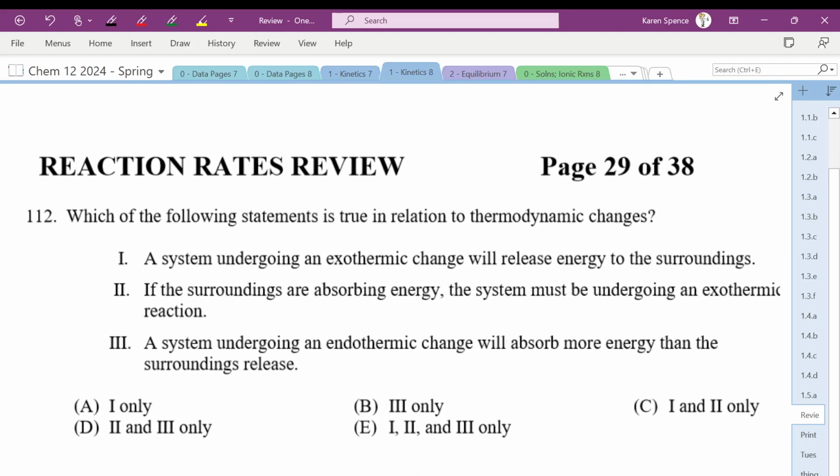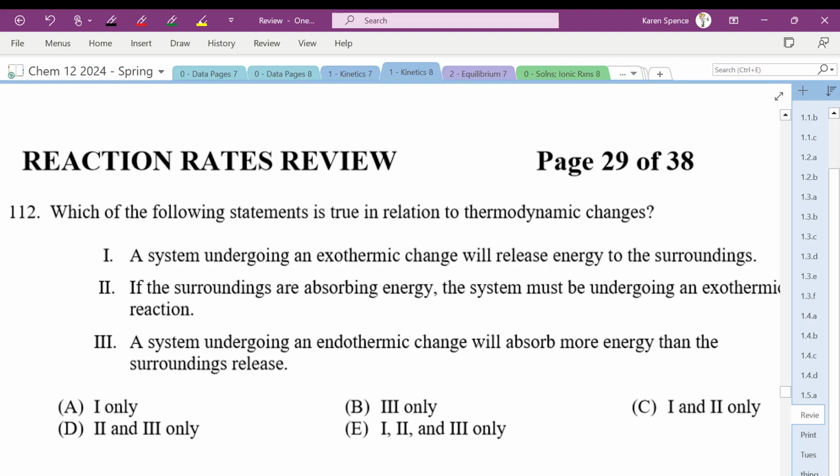Which of the following statements is true in relation to thermodynamic changes? Now, you might look at this and say, what on earth is a thermodynamic change? You could, if you needed to on a test, ask me, but first you're going to say, do I actually need to know what that is, or can I just go with the rest of the information? Let's try just going with the rest of the information. So which of the following is true?